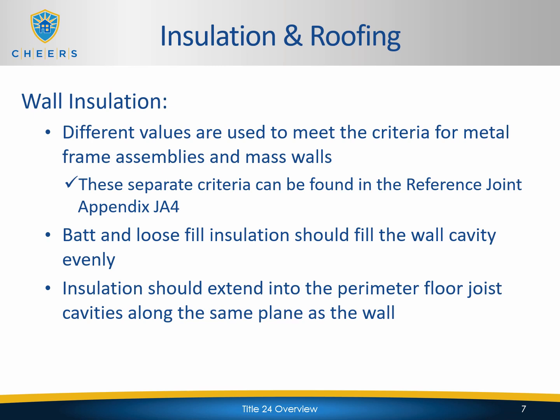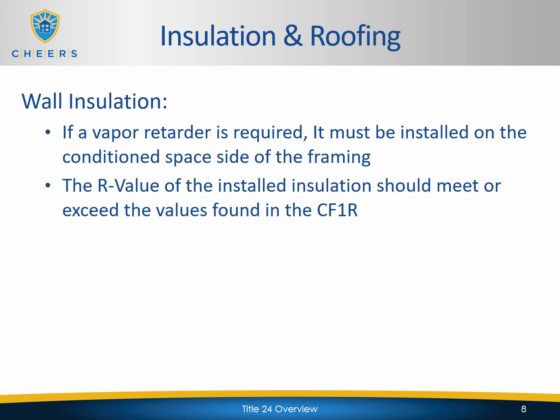Batt and loose fill insulation should fill the wall cavity evenly, and then insulation should extend into the perimeter floor joist cavities along the same plane as the wall, obviously to extend the insulation the furthest out in the wall. If a vapor retarder is required, it must be installed on the conditioned space side of the framing, so basically on the interior side of the wall. And then always the R-value of the installed insulation should meet or exceed the values found on the CF1R. I know that we're listing this in the wall insulation, but that's the case for any insulation. You should always match or exceed what's found on the CF1R.